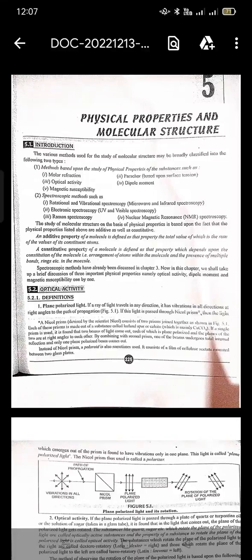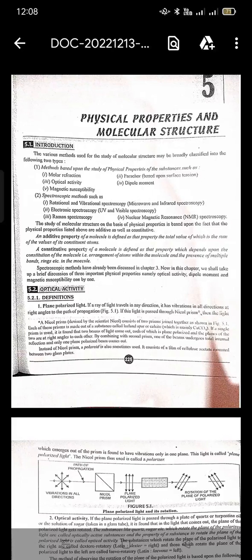Myself Shweta. Today we discuss the chapter Physical Properties and Molecular Structure. Introduction. The various methods used for the study of molecular structure may be broadly classified into the following two types.